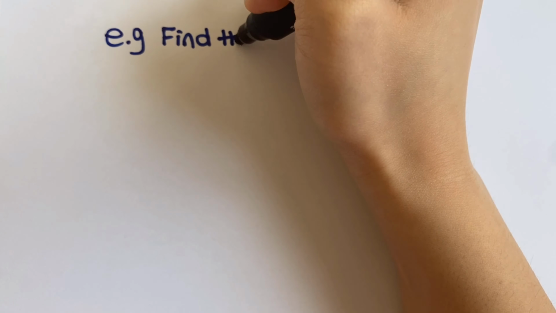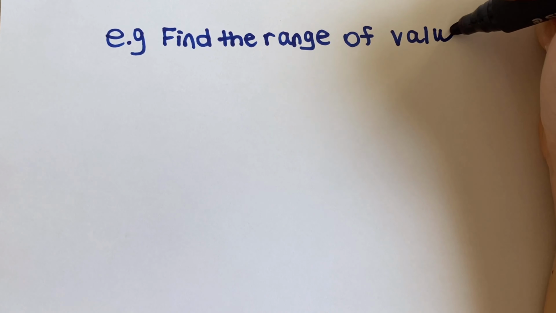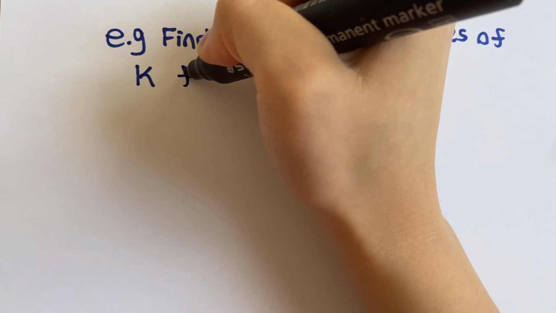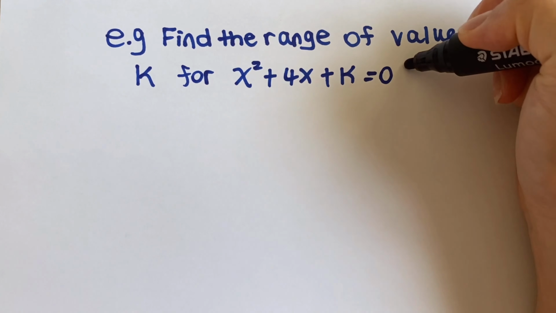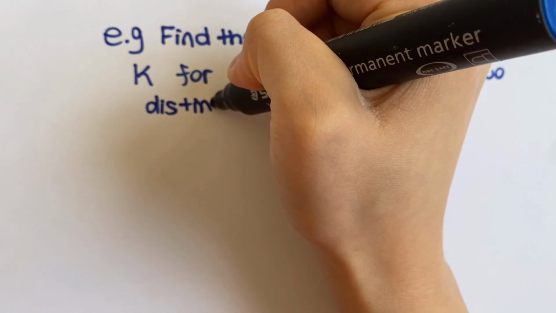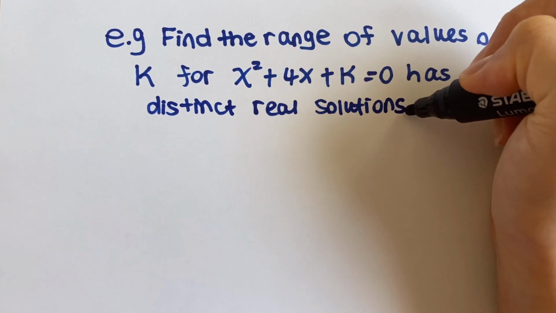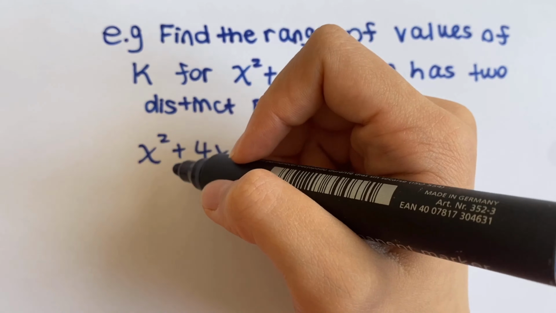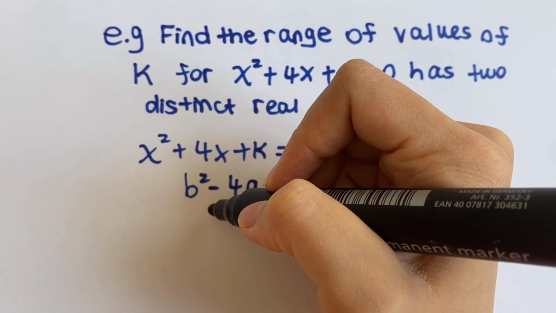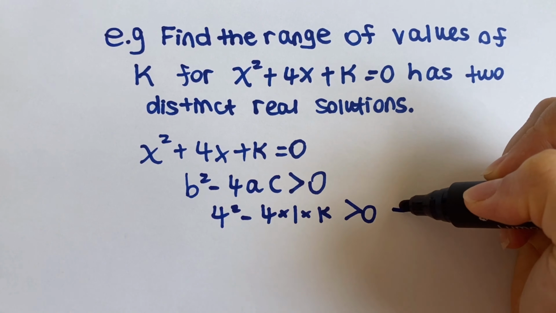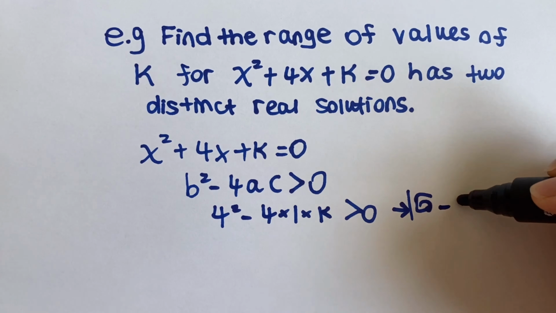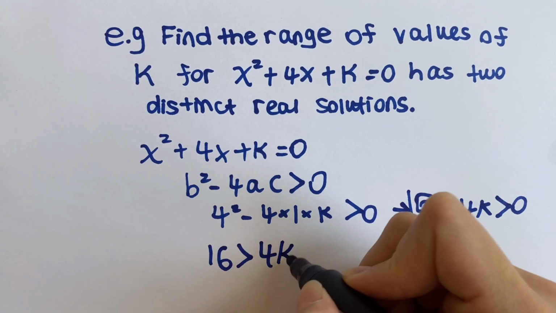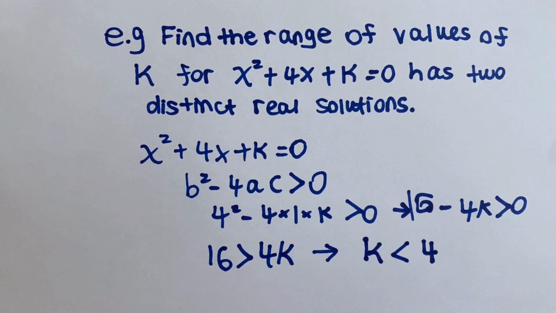And let's look at an example of this, which is to find the range of values for k for which x squared plus 4x plus k equals 0 has two distinct real solutions. And when we see that it has two distinct real solutions, it means that b squared minus 4ac is bigger than 0. So you just substitute the values of a, b, and c into it, and we'll get that 4 squared minus 4 times 1 times k is bigger than 0, and so k is smaller than 4.